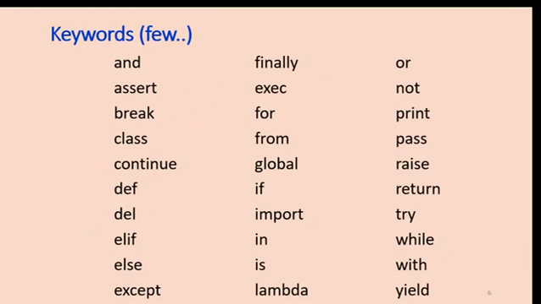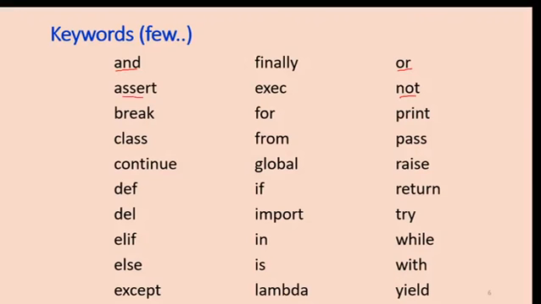These are some of the keywords. There are many reserved keywords, but a few of them are listed here. And is the keyword which is used to perform logical operations. Instead of the double ampersand symbol, in Python we have to use and. Similarly for logical or and not.